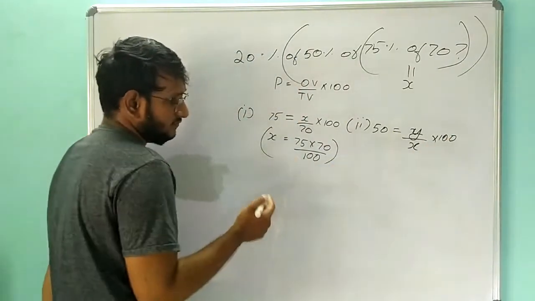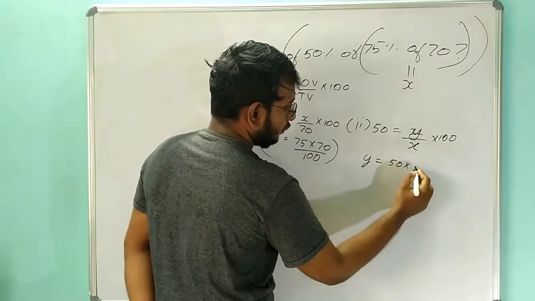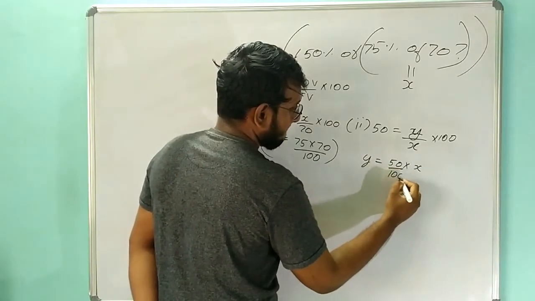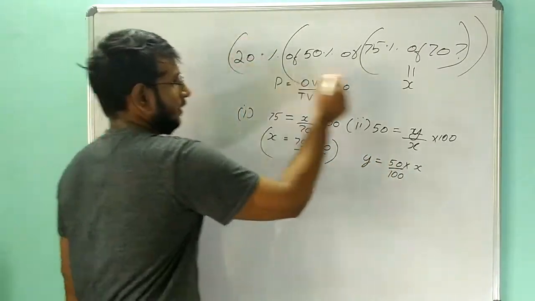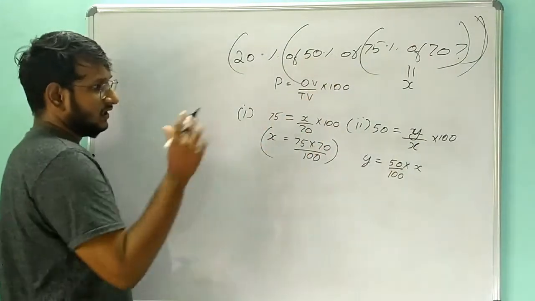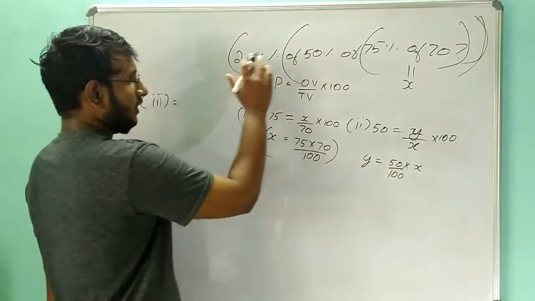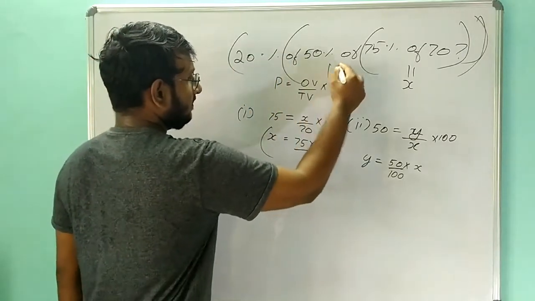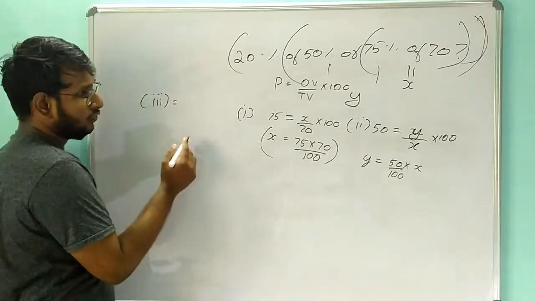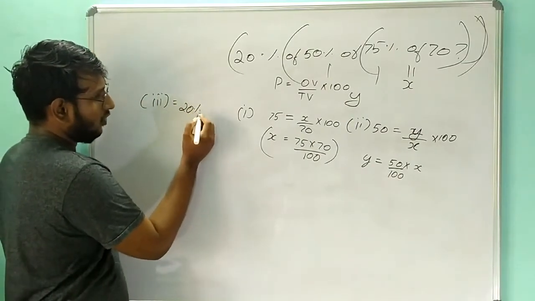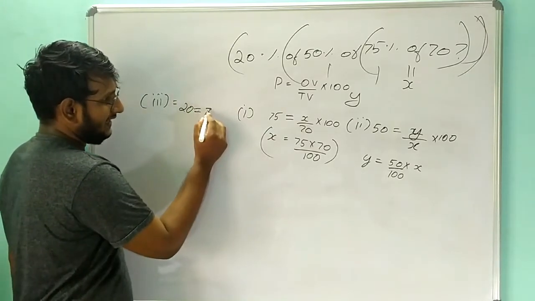So what I will be having, y part will be 50 into x divided by 100. So this will be my y part. Now let's move on to the third part. So in the third part, I will write it over here. We are going to find 20 percentage of this part, that is the whole part of this 2, that is y. So 20 percentage of y is equal to again z.